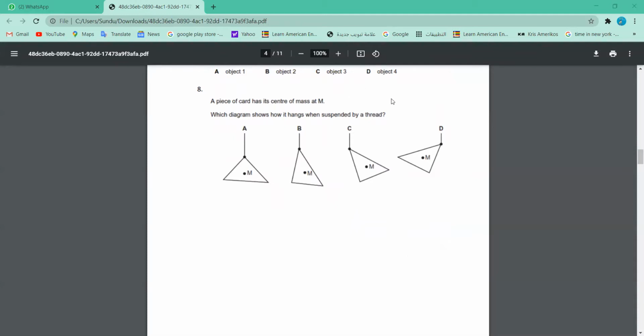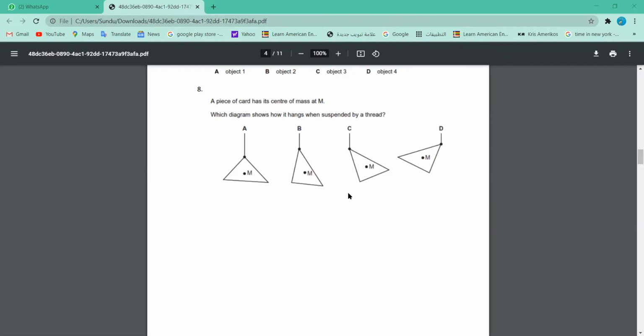It would be A, because, let's imagine a line through the point, and that line should pass through the center of mass, if it was suspended by the thread. And in A, it's going directly through M. In B, it's slightly away from M to the left. C, it's out of the card, and D, it's also out of the card.